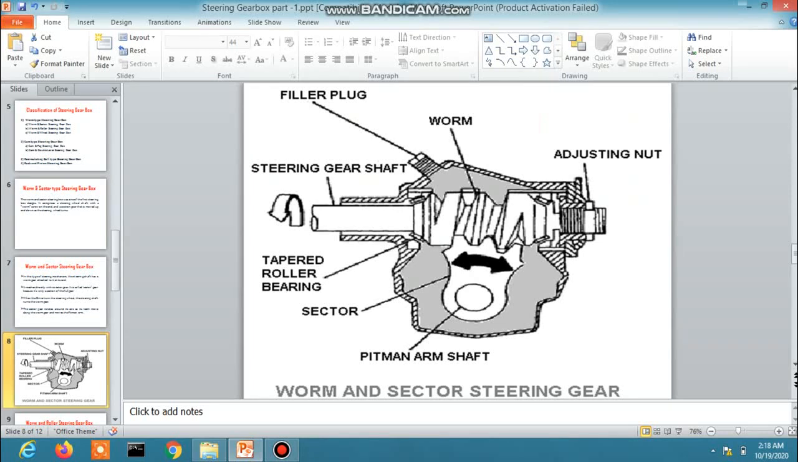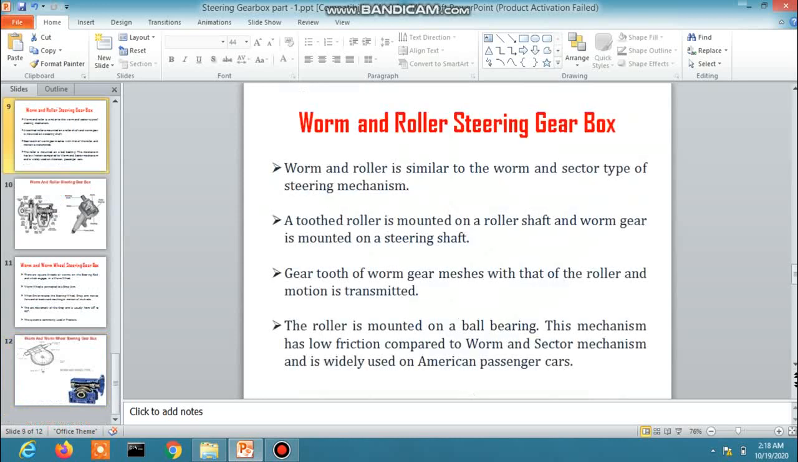Now, the worm and roller steering gearbox. Worm and roller is similar to the worm and sector type steering mechanism. A tooth roller is made on a roller shaft, and the worm gear is mounted on a steering shaft. The gear tooth of the worm gear meshes with that of the roller, and motion is transmitted. The roller is mounted on a ball bearing. This mechanism has low friction compared to the worm and sector mechanism and is widely used in American passenger cars.